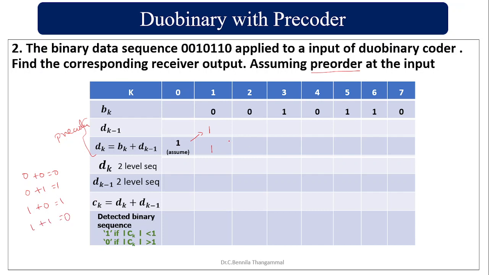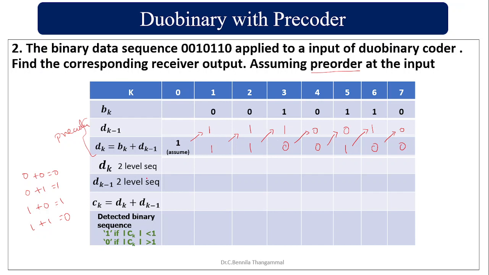So this 1 will be shifted to this place. 0 plus 1 is going to be 1, shift the 1. 1 plus 1 is going to be 0, shift the 0 here. 0 plus 0 is 0, shift the 0 here. 1 plus 0 is 1, shift the 1 here. 1 plus 1 is 0, shift the 0 here. 0 plus 0 is 0. So now I got DK, and I got DK minus 1.